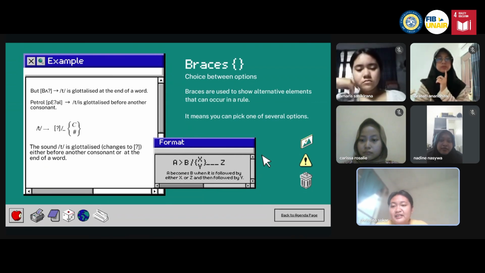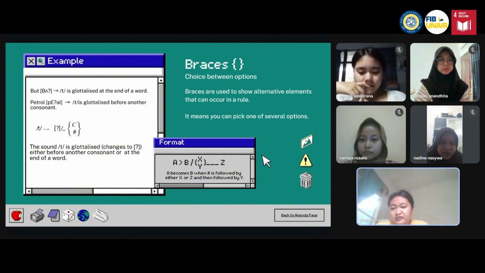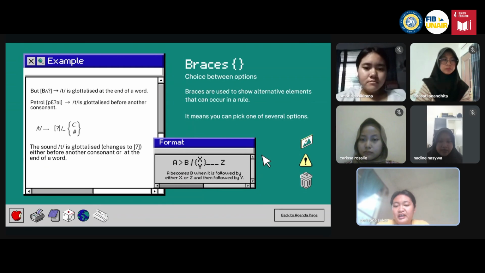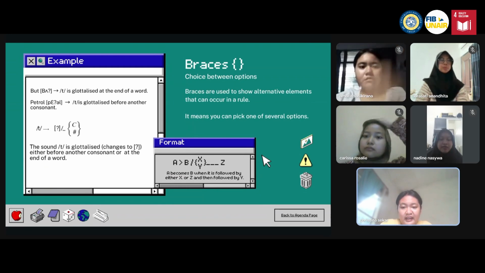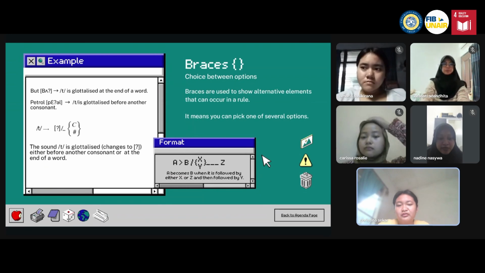And the example is in the word but. The T is glottalized at the end of the word. And petrol: the T is also glottalized before another consonant. So it becomes the format: the sound T is glottalized, changed into the glottal stop, either before another consonant or at the end of the word. So, next.